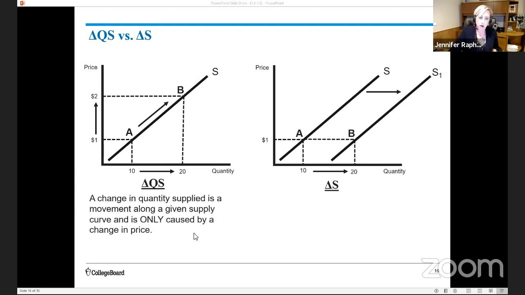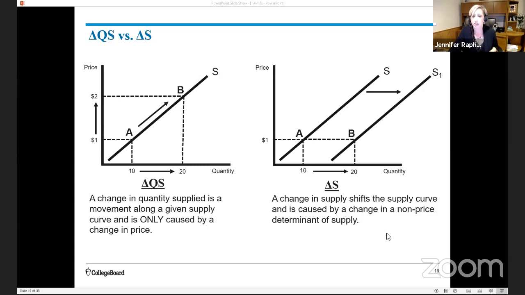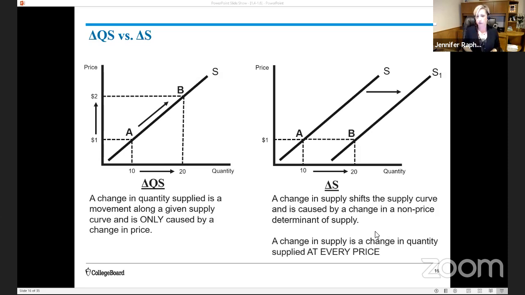So a change in quantity supplied is a movement along a given supply curve and is only caused by a change in price. And a change in supply is a shift of the supply curve and is caused by a change in a non-price determinant of supply. And remember, you want to read a change in supply as a change in the quantity supplied at every price. All right, now if you've got that down, then the next part is going to be pretty straightforward.